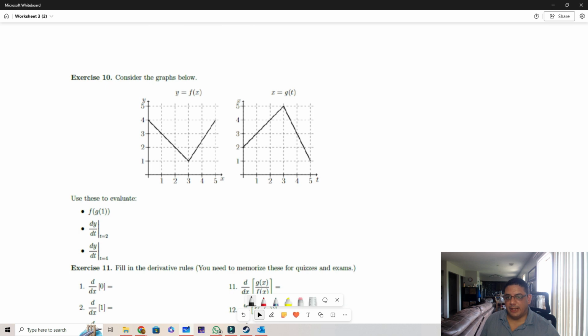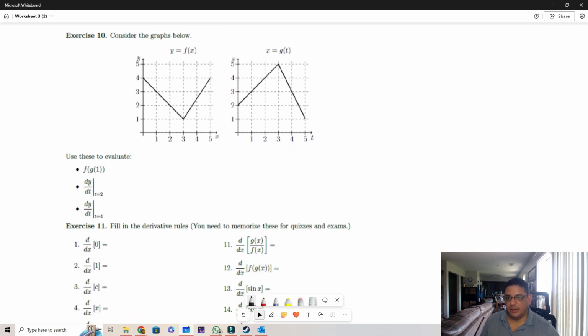Now finally, for exercise 10 over here, we're going to go with analyzing what some of the derivatives and some of the values are going to be. Notice that we start with f composed g of 1. So to find out this, I've got to find out first what g of 1 is. So g of 1 is actually 3. So this is just f of 3. And then I can find out what f of 3 is. F of 3 is 1. So that's the end result of this.